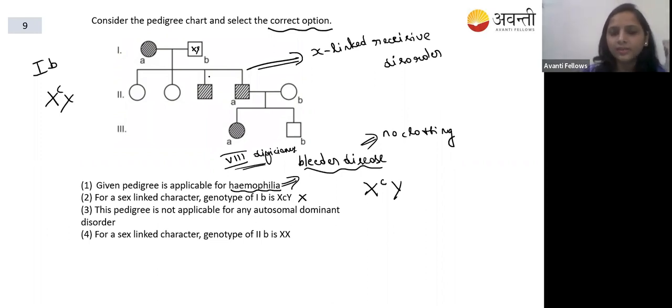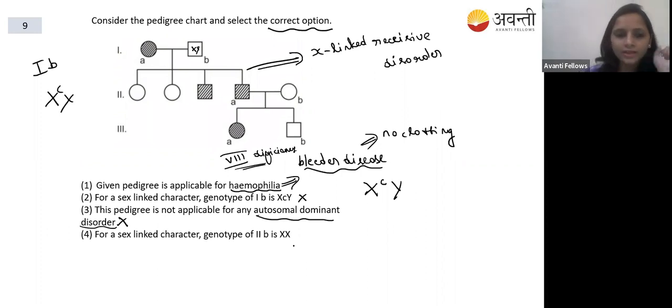Here you can see it is not skipping any generation. So that is the reason it will be applicable to the autosomal dominant disorder also. That is wrong. Then coming to option 4, for the sex-linked character, genotype of the 2B is XX.